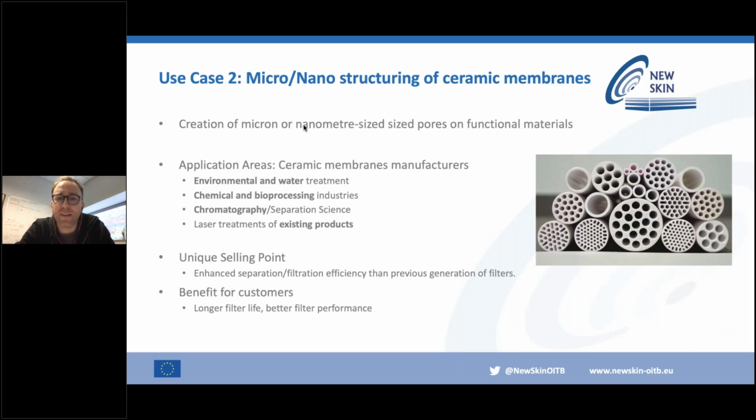The second use case we're looking at is for ceramic membranes. This would be for the creation of micron or nano-sized pores on any functional material. It could be a ceramic or also a polymer. Application areas for these are of course in the environmental and water treatment areas, but also for chemical bioprocessing and chromatography. Or this could be laser texturing of an existing product as well. This is a compatible process with existing materials. And again, the unique selling point here would be enhanced separation efficiency, to have very fine control over the pore generation on the membrane itself. And again, this gives a longer filter life or better performance, whichever we wish to target.